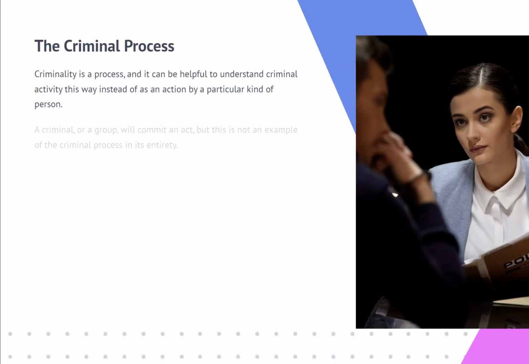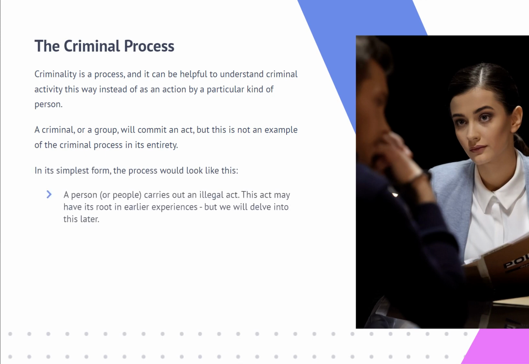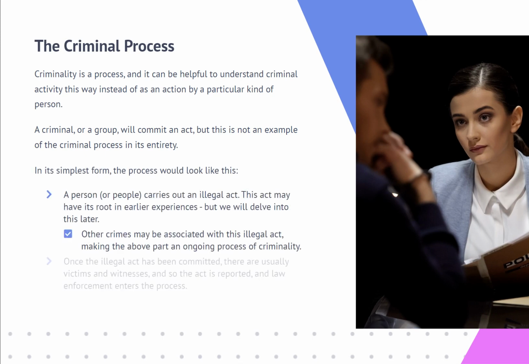The criminal process. Criminality is a process, and it can be helpful to understand criminal activity this way instead of as an action by a particular kind of person. A criminal, or a group, will commit an act, but this is not an example of the criminal process in its entirety. In its simplest form, the process would look like this.